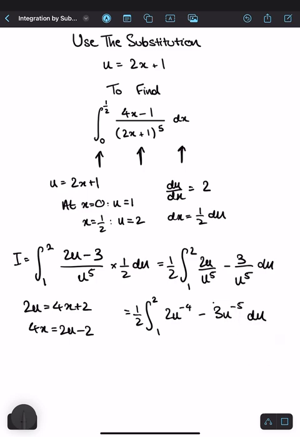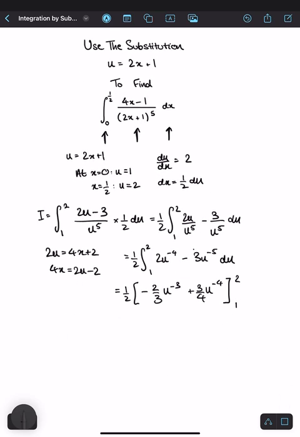Now if we integrate this by increasing the power by 1 and dividing by the new power, you get a half, square brackets, minus 2/3 u to the minus 3 plus 3 over 4 u to the minus 4. Here, because you're dividing two negatives, you make a positive. And our limits are still 1 and 2.